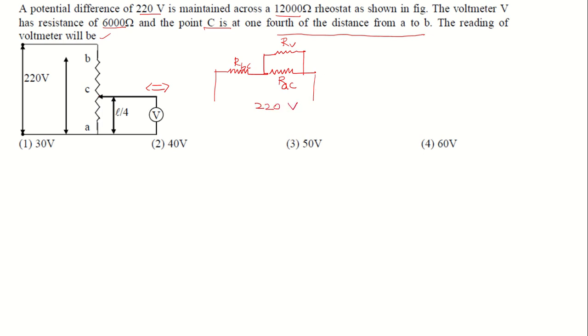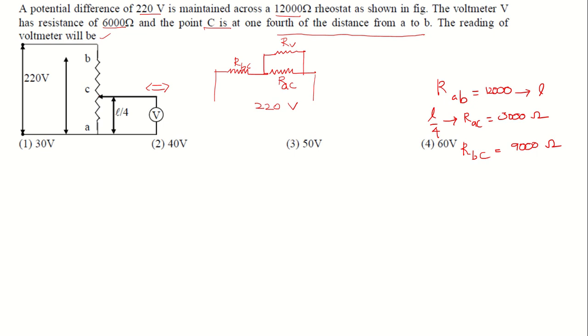So it is given, the total resistance of the wire, that is the resistance of AB, is equal to 12,000, which corresponds to the L length. Then what is the resistance for L by 4 length? So here it is labeled as RAC. So 1 by 4 of 12,000, we can say just 3,000 ohm for RAC. Then what is the value for RBC? We can say 12,000 minus 3,000, so we get the value as 9,000 ohm.